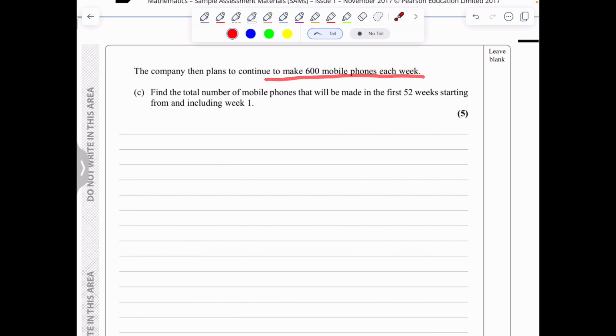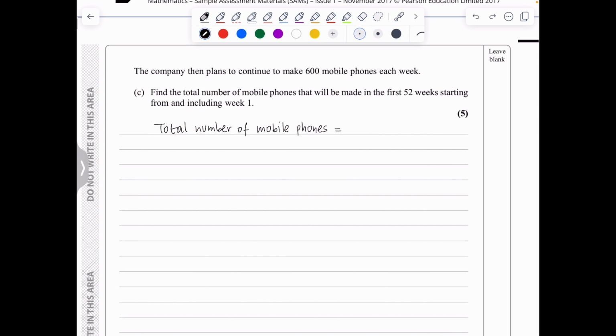The company then plans to continue making 600 mobile phones each week, and we need to find the total number of mobile phones that will be made in these first 52 weeks. Now we need to be careful here because we had an arithmetic progression up to the moment we hit the 600 mark, but from that point onwards we continue at 600 per week with no changes, and therefore the total number of mobile phones will be the total number produced over the first 21 weeks, which follows an arithmetic progression, plus the remaining 31 weeks where each week will be producing 600 mobile phones.